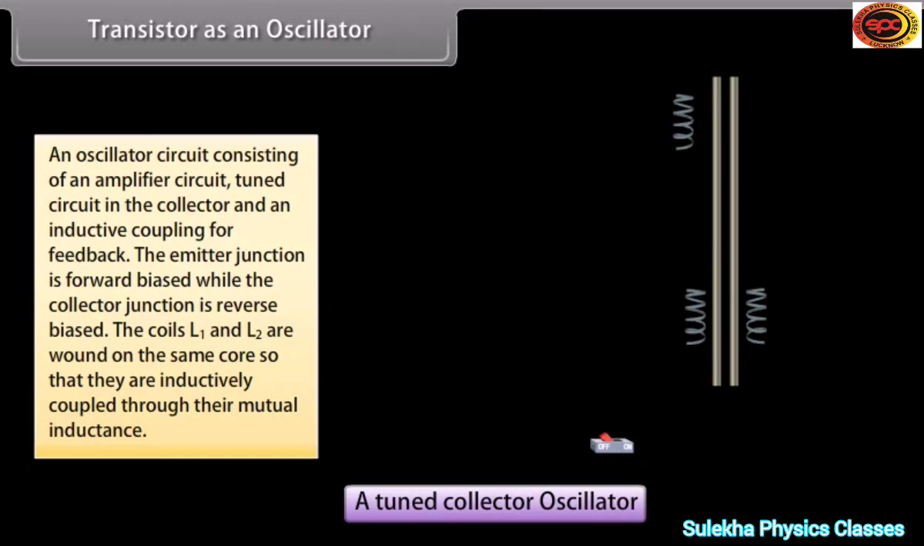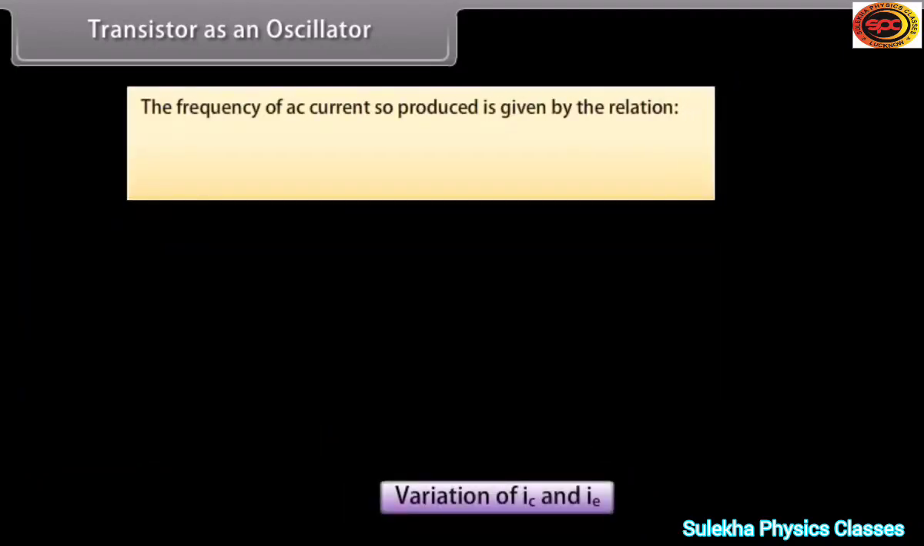Consequently, a voltage is induced in coil L, which charges the capacitor C with such a polarity as to support the forward bias of base emitter circuit. On reaching saturation, collector current stops varying, hence induced EMF in coil L vanishes. The frequency of AC current so produced is given by the relation f is equal to 1 upon 2π multiplied by 1 upon under root LC.